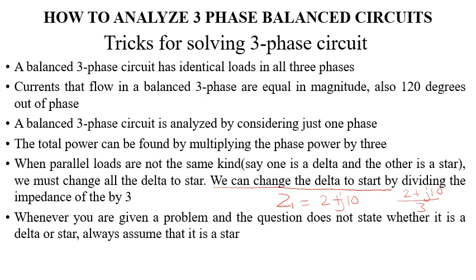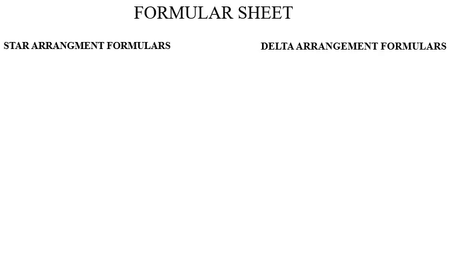Whenever you are given a question and the question doesn't state whether it is a star or a delta connection, always assume that it's a star connection. That is how we take it. So if it doesn't state whether it's a star or a delta, we just assume that it's a star connection. So without wasting much time, let us go into the formulas that we use for delta and star.